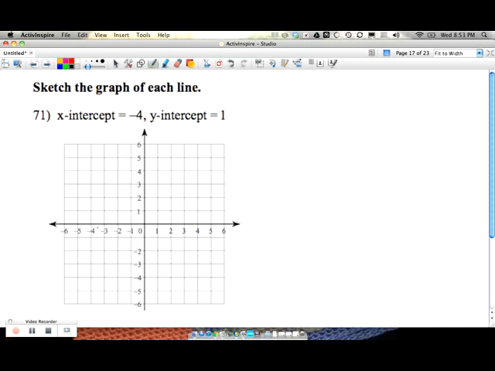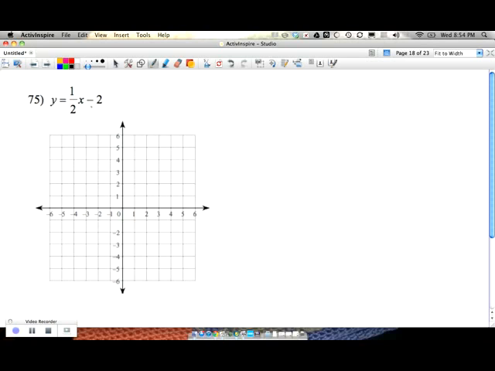Sketch a graph of each line. Okay, x-intercept negative 4, y-intercept 1. All we got to do is make those 2 points and sketch a line through them. That's all we're looking for. No big deal. Let's try another one.